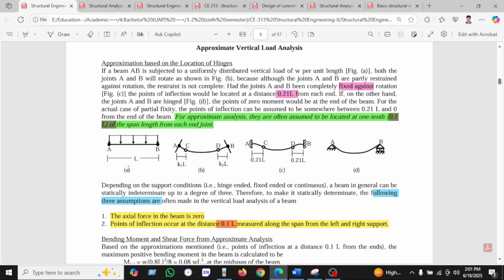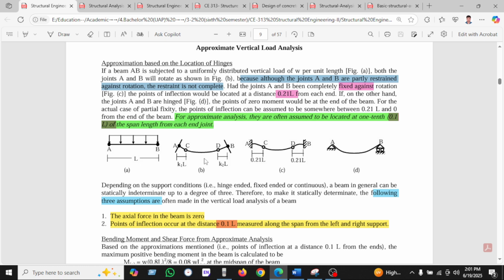If the beam AB is given here, it is subjected to a uniformly distributed vertical load w per unit length. This is A and B, shown in the figure. Although the joints A and B are partly restrained from rotation, the restraint is not complete. Here A and B are completely fixed.